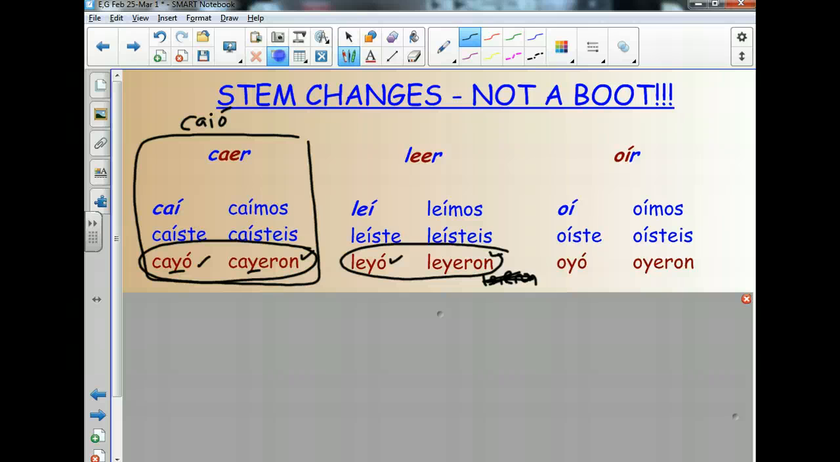We have regular forms here and here, but down here we have this Y in here, because we don't want it to be pronounced oyó. Look, it just even looks weird. It's pronounced oyó, so it's spelled like it's pronounced with the Y.